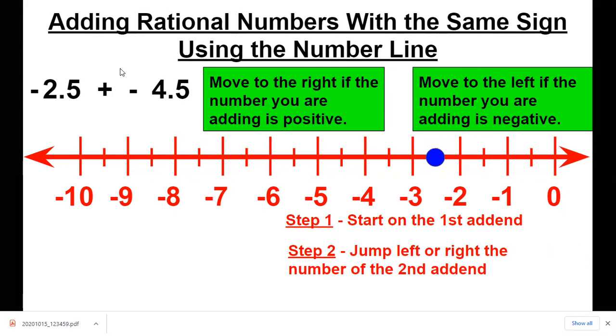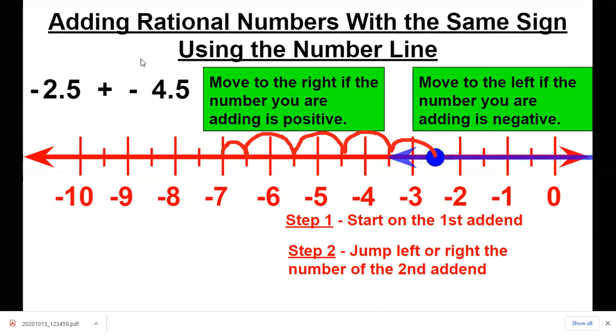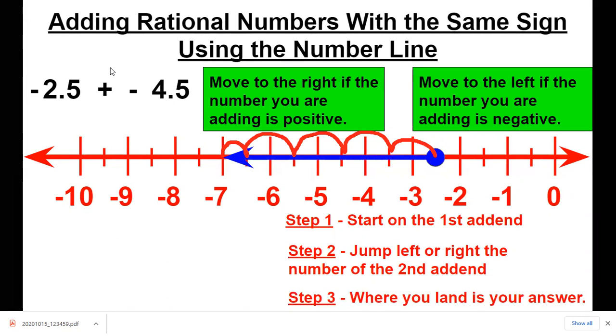Step 2, we're going to jump left or right the number of the second add-in. Since it's negative, we're jumping left. Let's do the jump ahead of time here before we put in our arrow. We have to go 4.5 to the left. Okay, so here is 1 whole, 2, 3, 4.5 more. Right there, we should land on negative 7. Bring our arrow out. There we are on negative 7. And where you land is your answer.